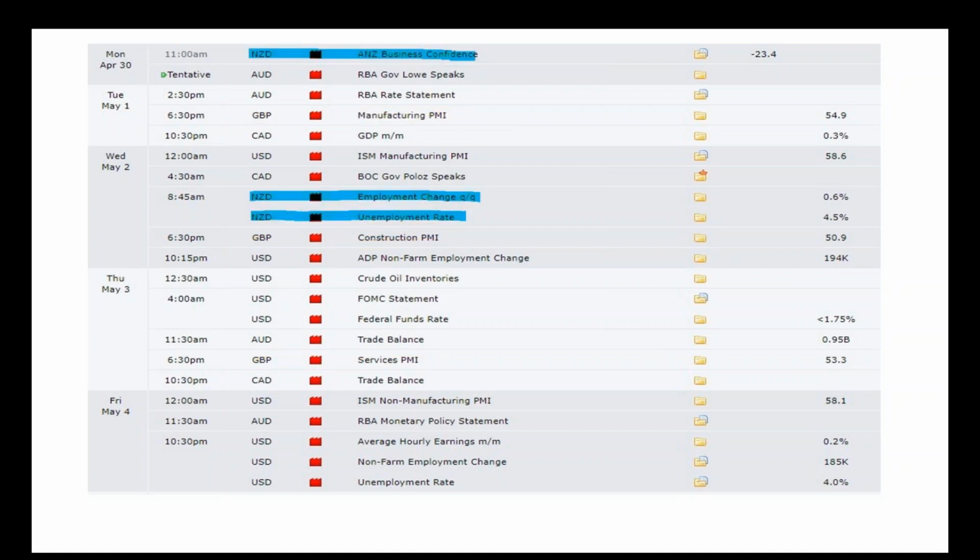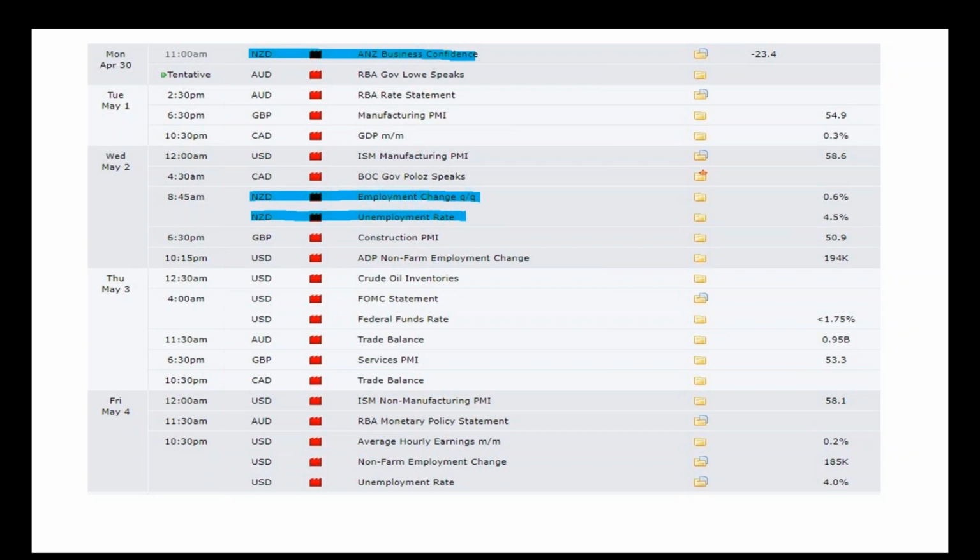Finally, data of significance for this week: New Zealand dollar. We have the confidence number, which was out today. Also, we have the employment change and unemployment rate, which is due out on Wednesday. New Zealand dollar took a hit, followed the Aussie dollar last week. So key will be the employment numbers.